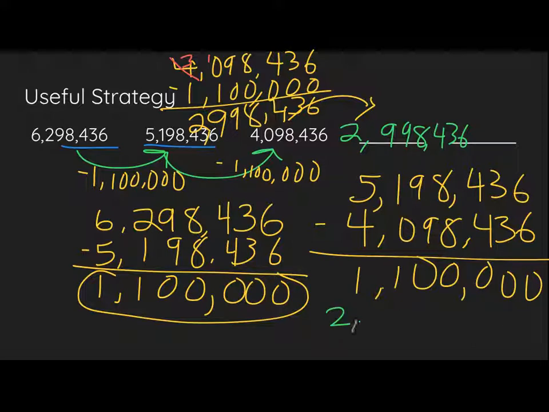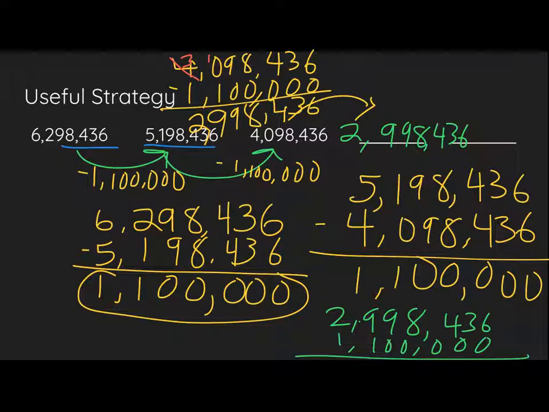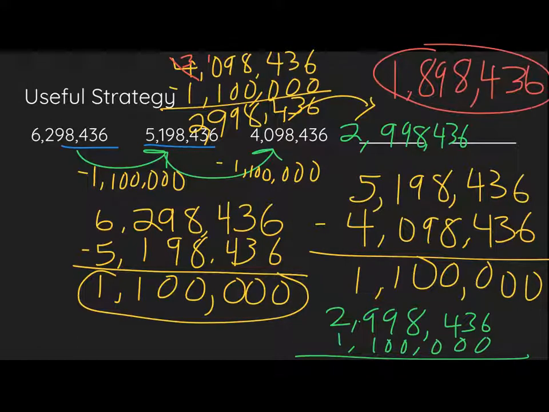And now I'll need to subtract 1,100,000 from that to see what our next number is. 2,998,436 minus 1,100,000. It shall be, I'll write it up here in red, our last number is going to be 1,898,436.